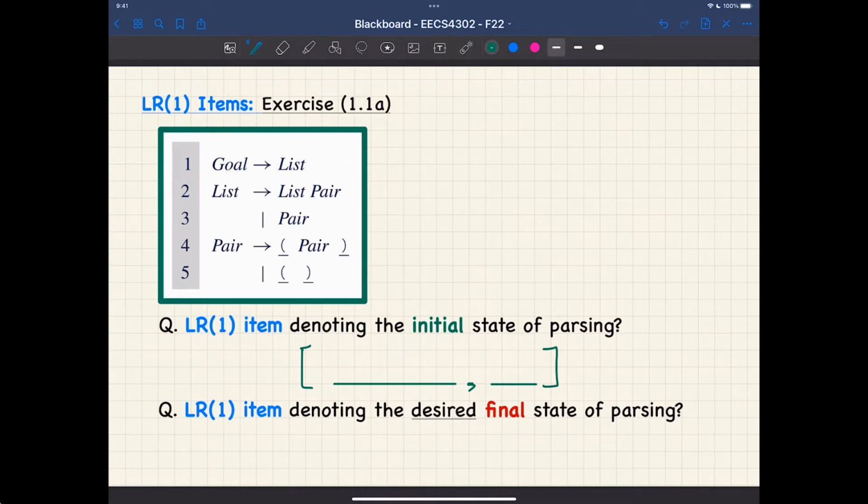Why don't we write it down first? This one, I'm going to wipe it out. It's going to be the goal produces list. Now, where should the bullet point go? Should the bullet point go here? Should it go here? Should it go here? Should it go here? Or should it go here? I'm teasing you guys, but where should it go?